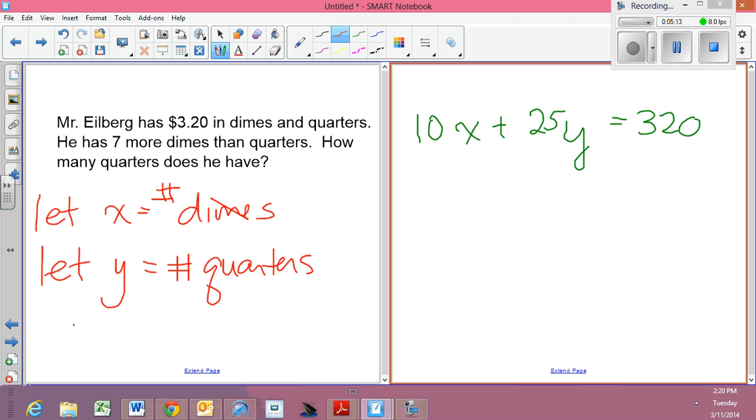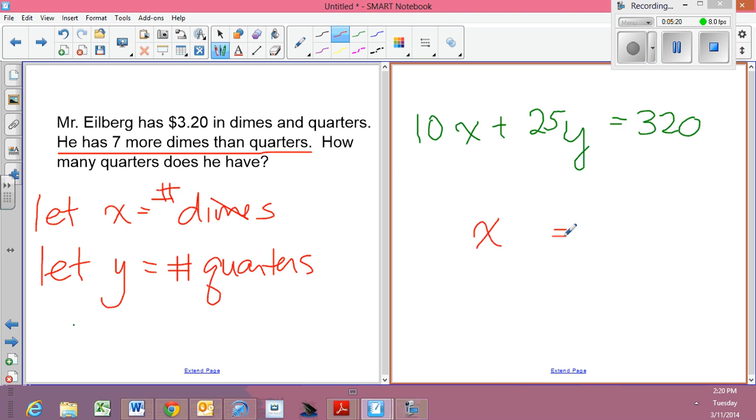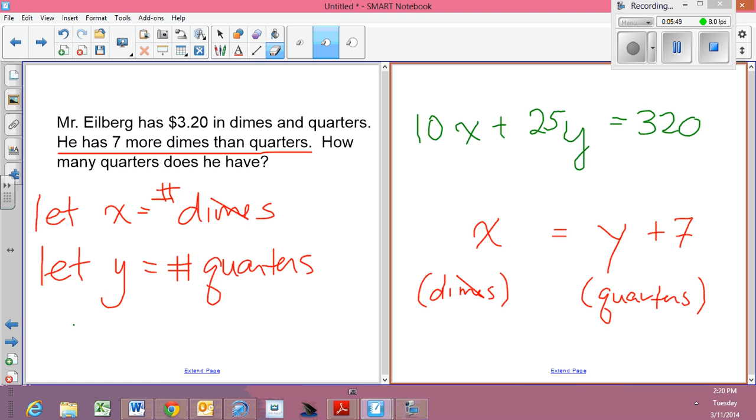Now, the second equation is a little harder to write. He has 7 more dimes than quarters. So somehow the number of dimes and the number of quarters are related, but I have more dimes than quarters. So if x are my dimes, I think sometimes it's helpful to write under here what these variables mean. And y are the quarters, and I have more dimes. That means I have to add the 7 to my number of quarters to equal the number of dimes. If I have more dimes than quarters, that means I have to add 7 to the coins that I have fewer of. So those are my two equations.